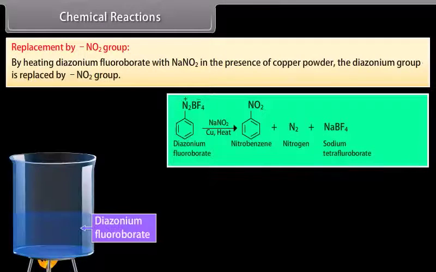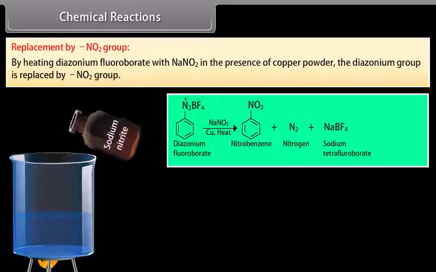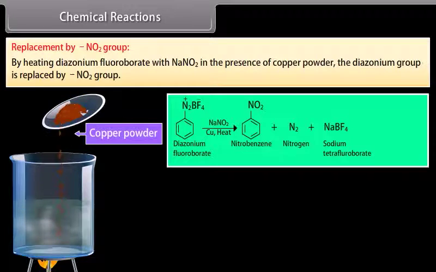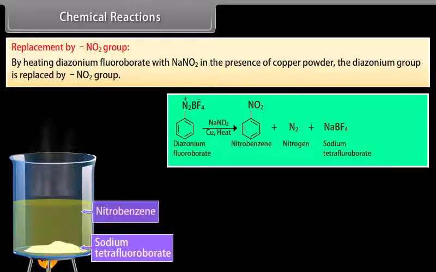By heating diazonium fluoroborate with sodium nitrite in the presence of copper powder, the diazonium group is replaced by nitro group.